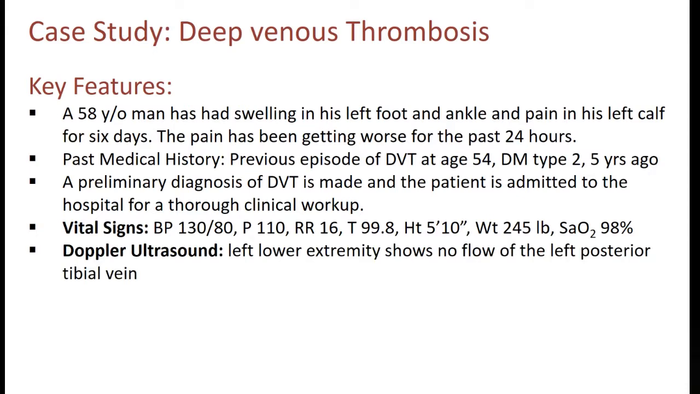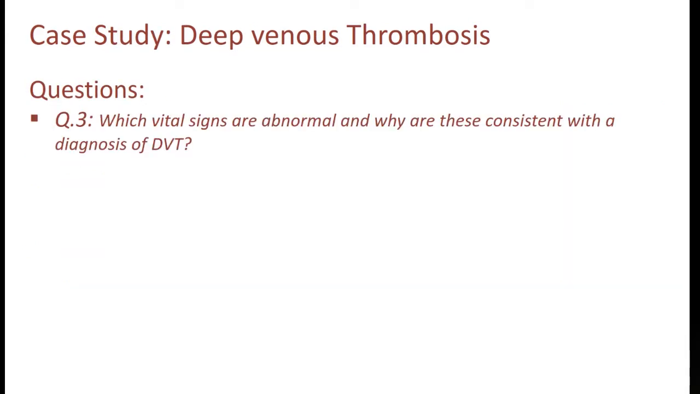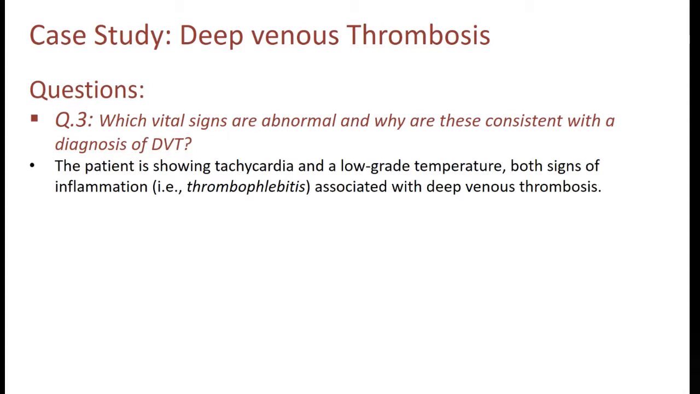Doppler ultrasound of the left lower extremity showed no flow in the left posterior tibial vein. No flow of the left posterior tibial vein. Venous obstruction, venous thrombosis, deep venous thrombosis. Question: which vital signs are abnormal and why are these consistent with the diagnosis of DVT? Now, tachycardia, and we have a low-grade temperature, a low-grade fever. Both are signs of inflammation, thrombophlebitis, which usually accompanies deep venous thrombosis.